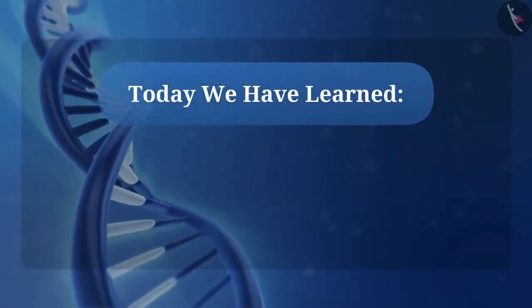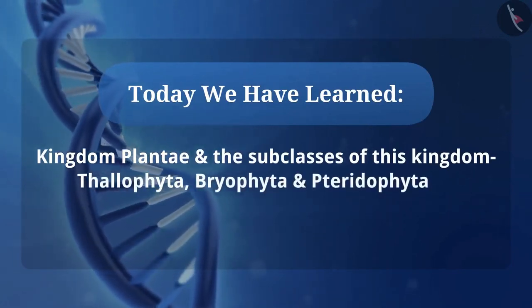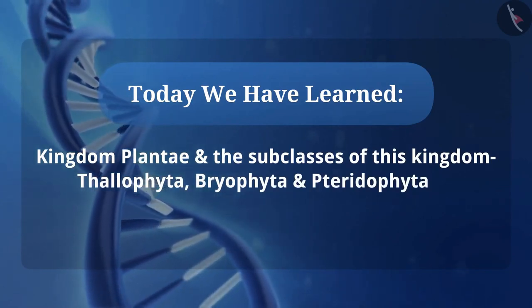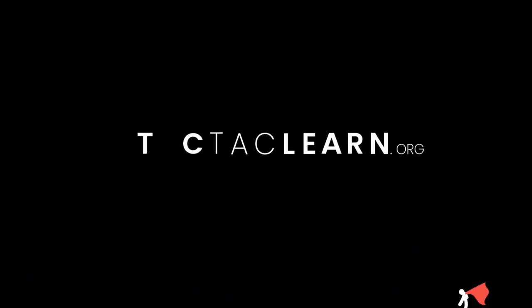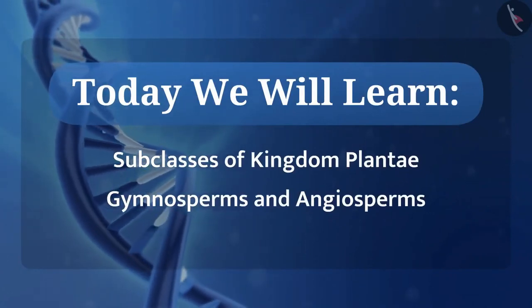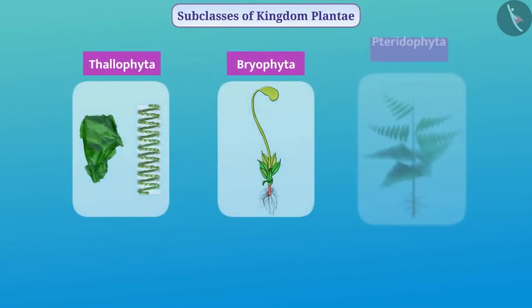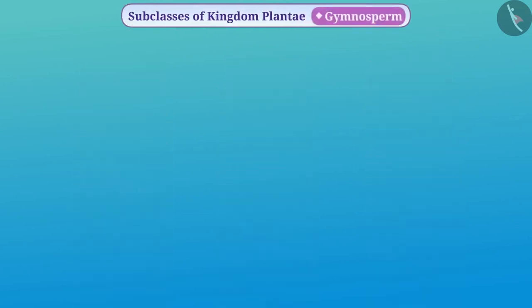So today we learned about kingdom Plantae and subclasses of this kingdom: Thallophyta, Bryophyta and Pteridophyta. Today we will learn about subclasses of kingdom Plantae, Gymnosperms and Angiosperms. In the previous video, we discussed the Thallophyta, Bryophyta and Pteridophyta subclasses of the plant kingdom. Let us now understand Gymnosperm, a subclass of kingdom Plantae.